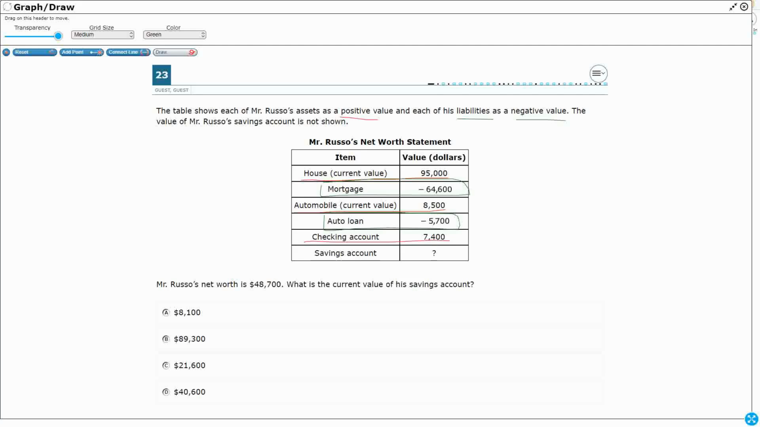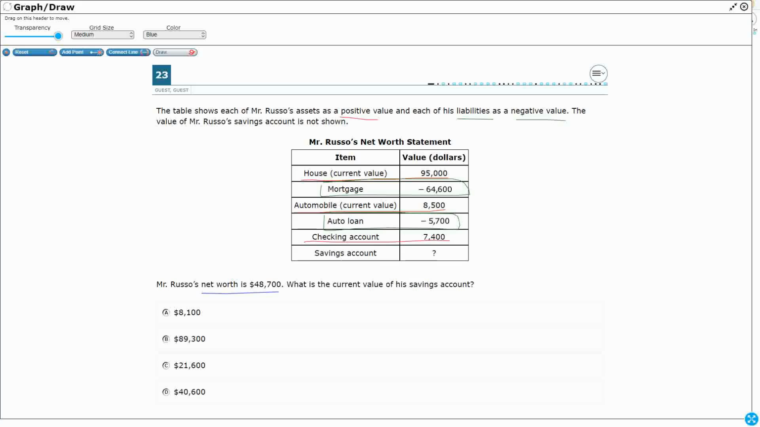So the value of Mr. Russo's savings account is not shown. He's got a net worth of 48,700. What is the current value of a savings account? Well, we need to make all of this equal 48,700. Thankfully, they didn't give us any negative numbers. If we had any negative numbers, we would have been able to immediately eliminate those because you can't have a negative savings account. It's always got to be positive, or else the bank would shut it down.